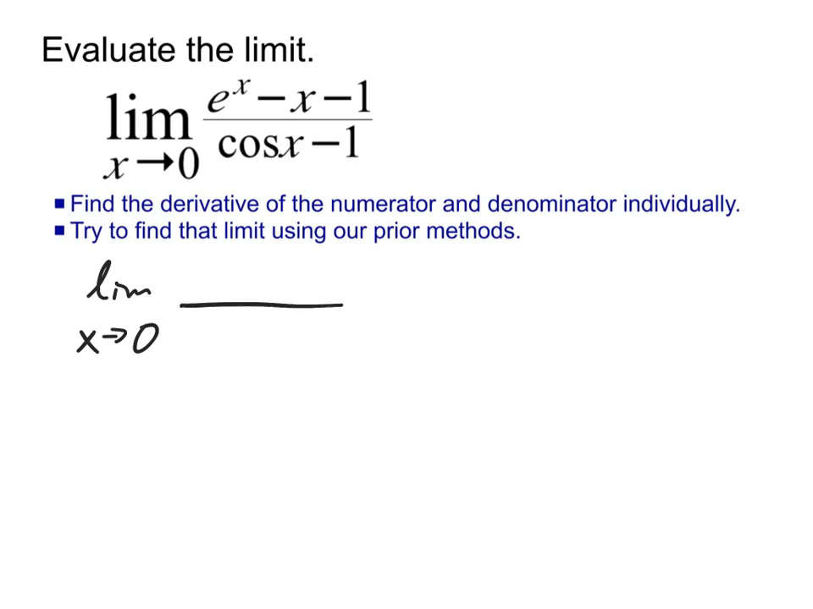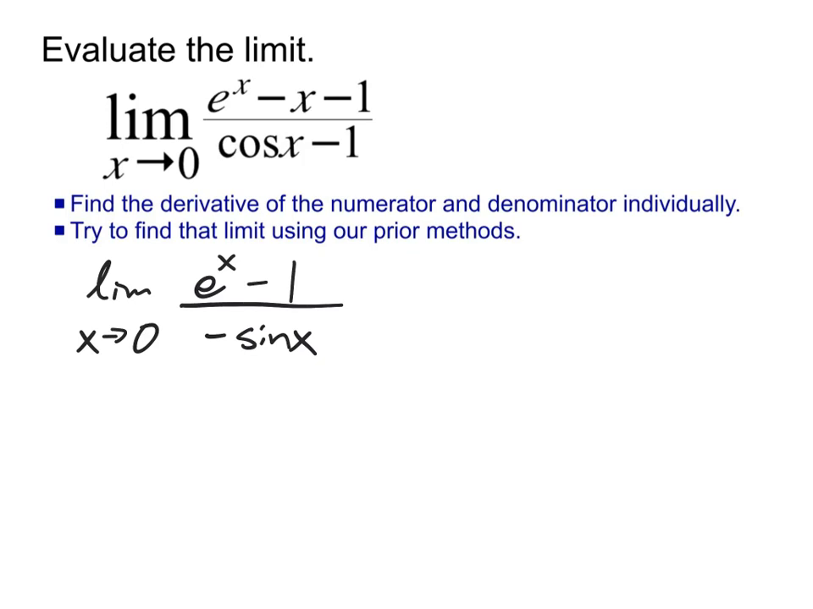On the top, I'm going to do the derivative of whatever is on the top. The derivative of e to the x, of course, is e to the x. Minus the derivative of x is 1. Minus the derivative of 1 is 0, so that just goes away. On the bottom, the derivative of cosine is negative sine. And again, the derivative of 1 is 0, so that just goes away. Okay, now that we've done that, it's like we start the process all over again.